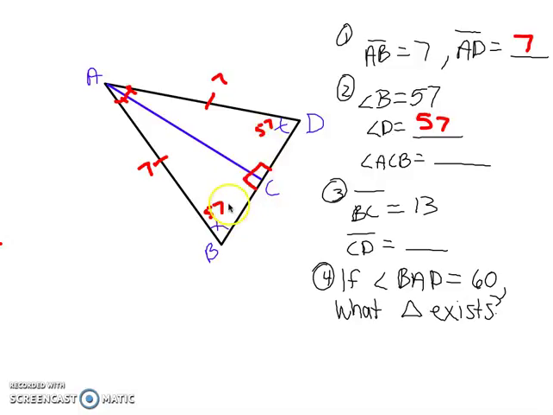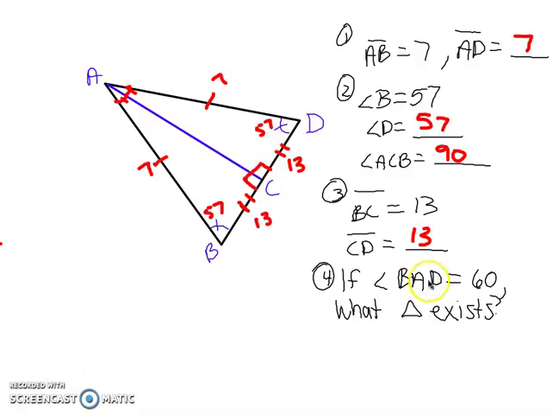Angle ACB has to be 90 degrees because it is a perpendicular bisector. So I put 90 degrees here for angle ACB because we know that was a perpendicular bisector. If BC equals 13, we know that CD must also equal 13. I'll write 13 here. Again, because of the perpendicular bisector. So we know that we have equal segments on each side.